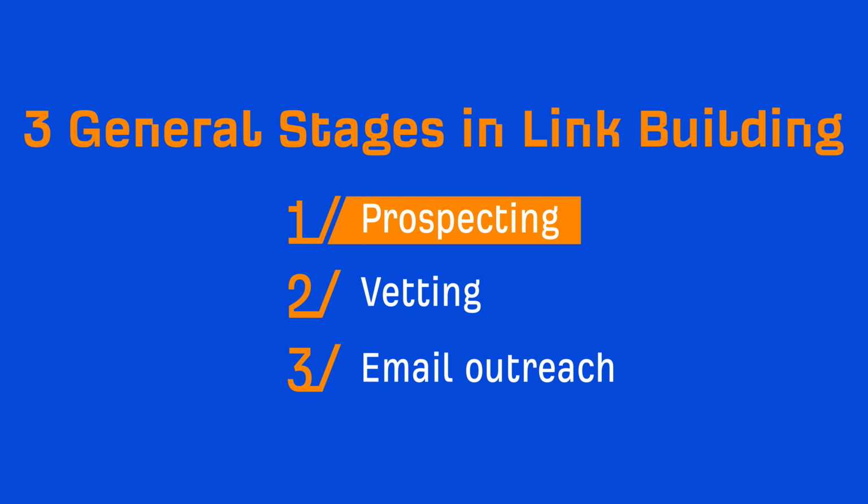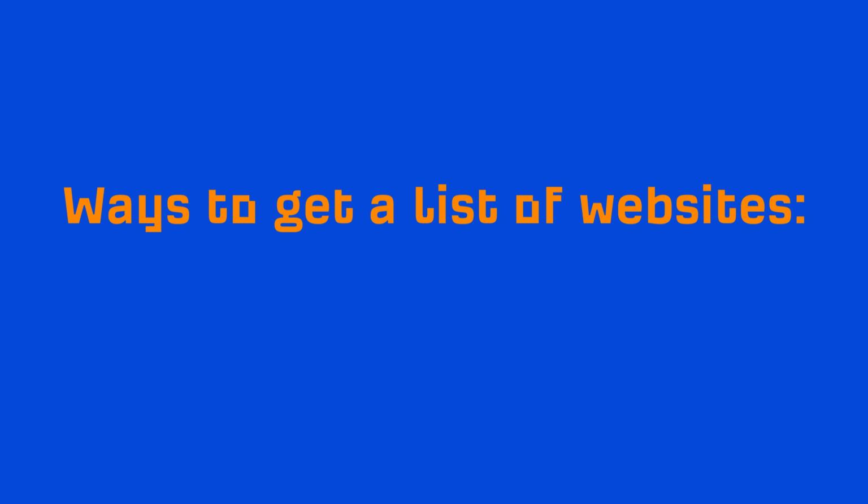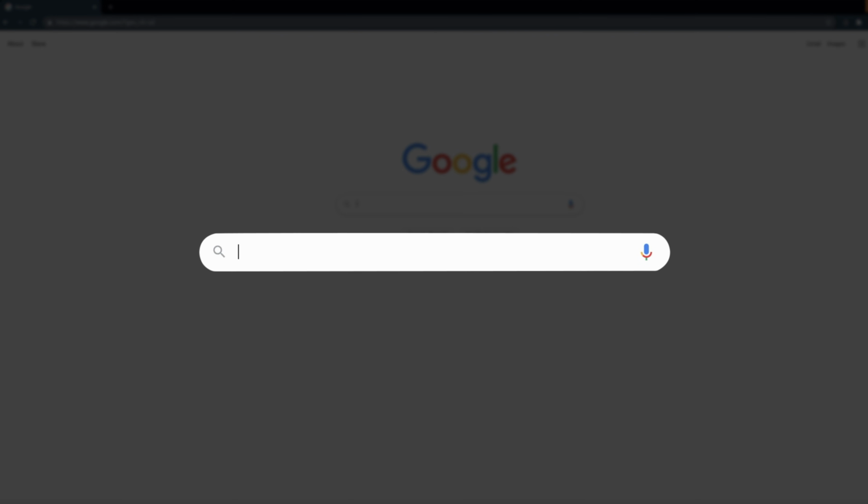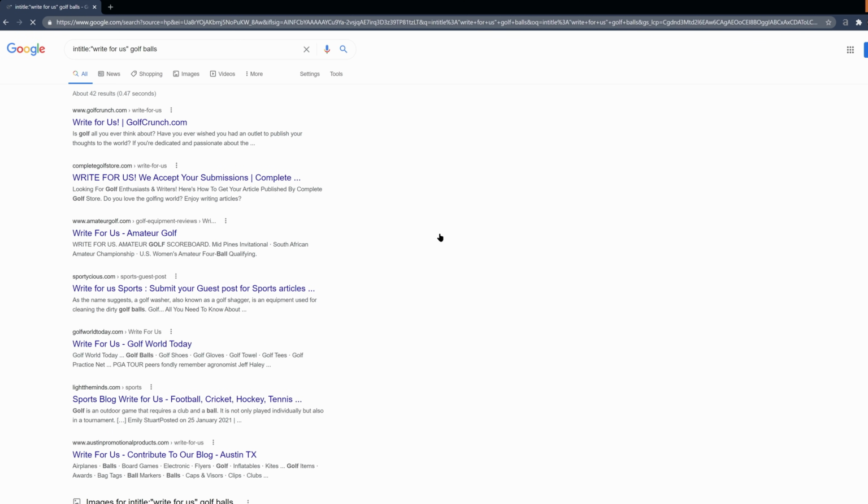Now, when you're prospecting, you'll need to get a list of websites, and there are a few ways you can do that. The first way is to use Google search operators. Just go to Google and search for something like intitle:"write for us", wrapped in quotes, and then a keyword that's related to your niche. In this case, this search query will show us pages that include the phrase write for us in the title and have the word golf balls somewhere on the page. And this is a common footprint that websites use to attract guest writers.